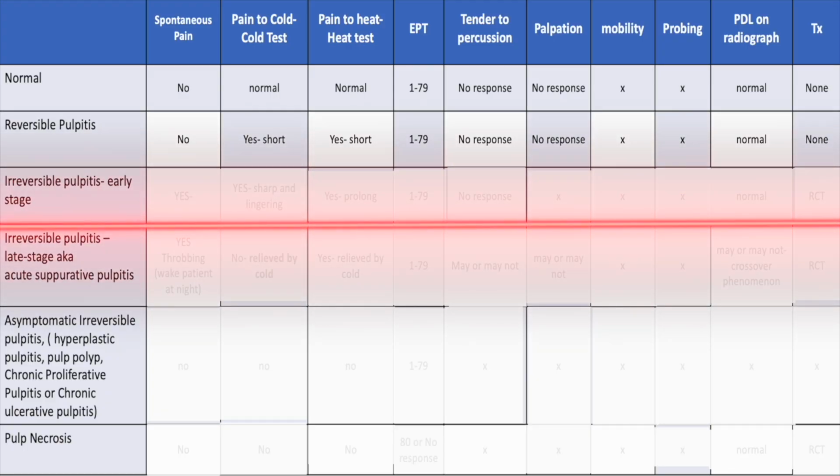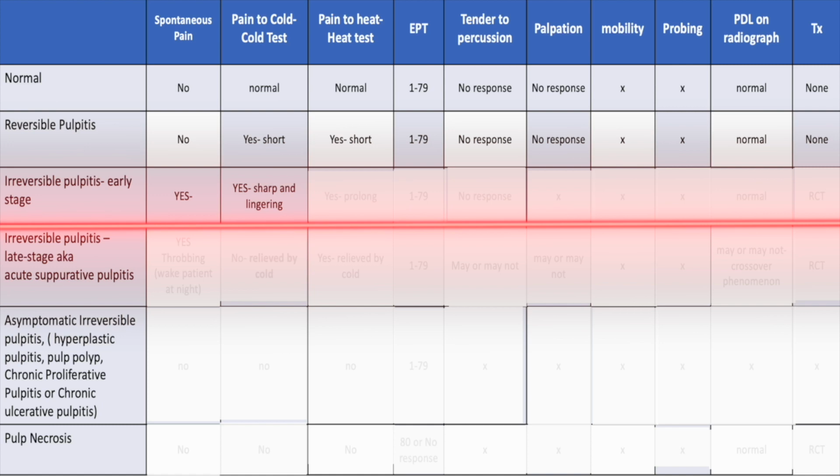So let's jump into the next one, which is irreversible pulpitis, and I'm giving you this one for early stage. So when it's an early stage irreversible pulpitis, I'm not saying it is asymptomatic, it is symptomatic, but early stage. Then you will get spontaneous pain. Yes, because it's irreversible pulpitis. That's a characteristic of irreversible pulpitis, that the patient has spontaneous pain. If there was no spontaneous pain, either it's reversible pulpitis or pulp necrosis. I hope that's clear. Spontaneous pain means irreversible pulpitis. This is early stage. If you do a cold test, if you apply cold, yes, the pain is sharp and it's lingering.